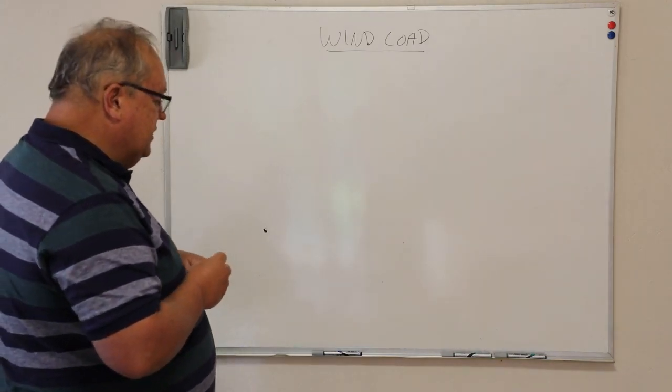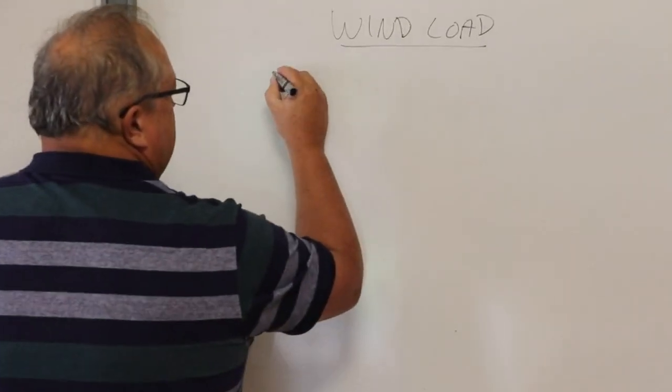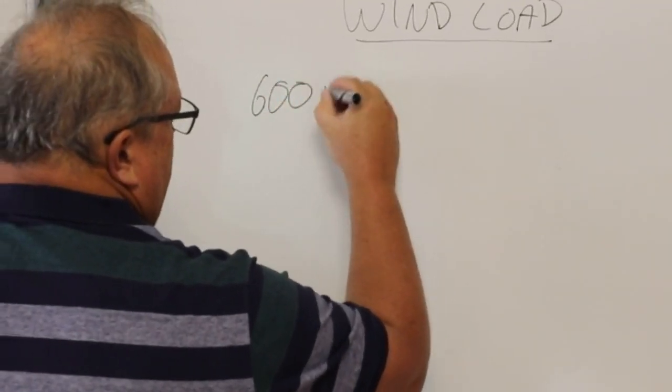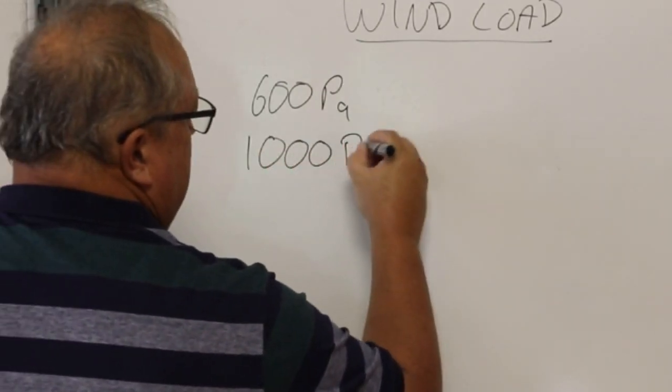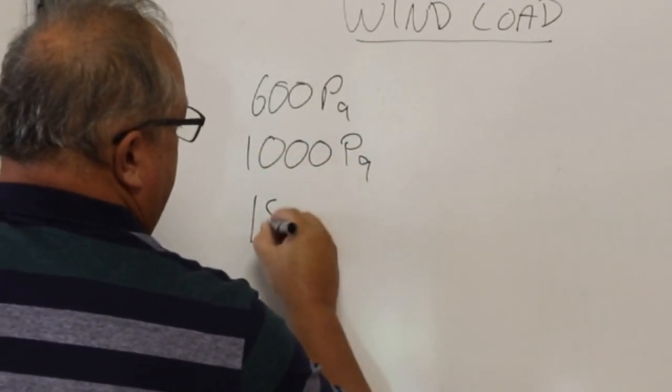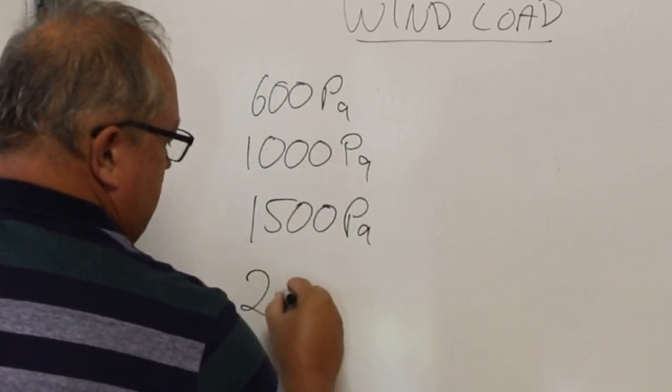Now, typically in the South African market, we would work with the following ranges: 600 pascals, 1000 pascals, 1500 pascals, and 2000 pascals.